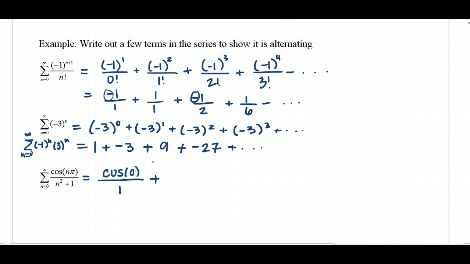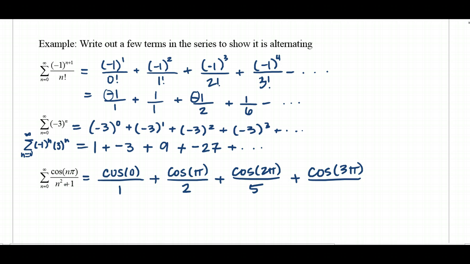Plus, now I have to plug in 1, so I have cosine of pi over, if I plug in 1, 1 squared is 1 plus 1 is 2. Plus, now I have to plug in 2, so I have cosine of 2 pi over, if I plug in 2, 2 squared is 4 plus 1 is 5. And we'll do one more, cosine of 3 pi, and if I plug in 3, 3 squared is 9 plus 1 is 10. So now it's a matter of evaluating cosine at different angle measures in radians.